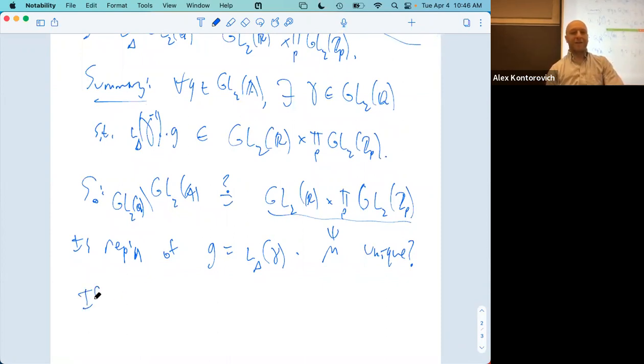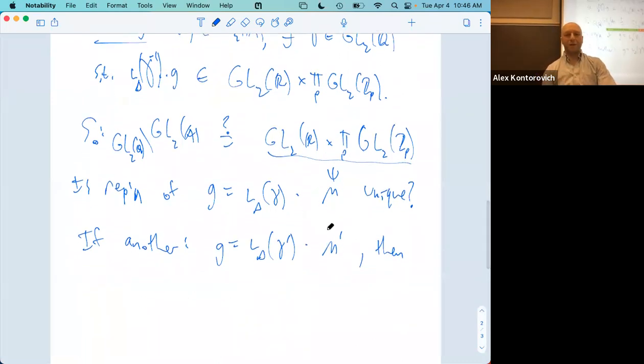Okay. We don't get to choose convenience. It's the truth. Whatever it is, it is. No, you'll see actually there's very good reason for it. If there's another representation of G as iota of gamma prime times M prime, then what? If these two things are equal, let me multiply on the left by this inverse. So iota, the diagonal embedding of gamma inverse times gamma prime, and I'll multiply on the right by M inverse, is equal to M times M prime inverse.